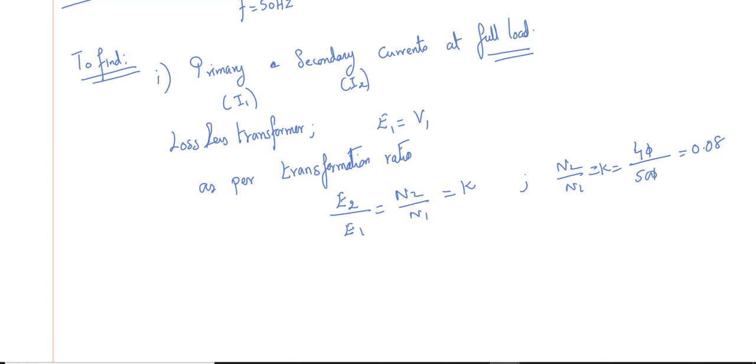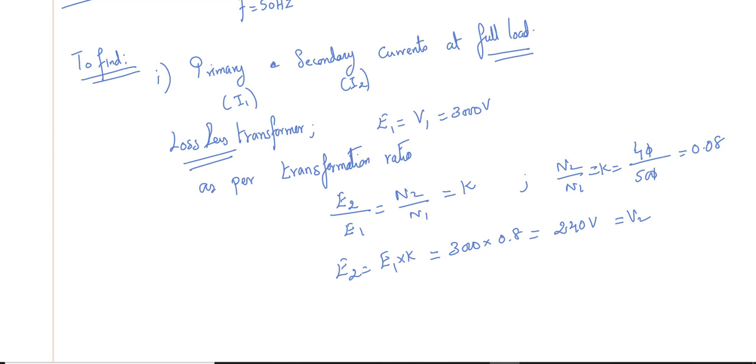Now, if K is equal to 0.08, we know that E1 is equal to V1 is equal to 3000 volt. Then E2 is equal to E1 into K, that is 3000 into 0.08, which is equal to 240 volt, which can be considered as V2, since it is a lossless transformer. So, we found out the E2 and V2 values.